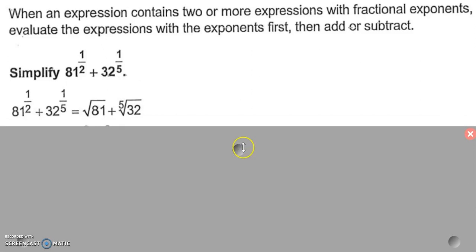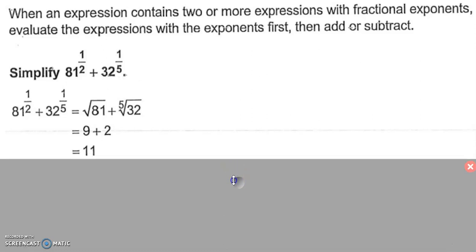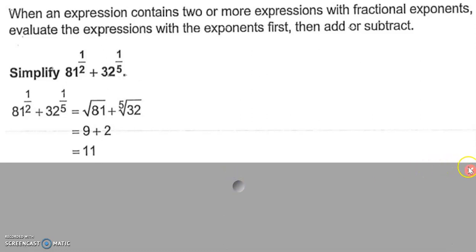So 81 raised to the 1 over 2 power is going to be the same thing as the square root of 81. And then 32 raised to the 1 over 5th power is going to be the same thing as the 5th root of 32. We can calculate that out, and the square root of 81 is 9. The 5th root of 32 is 2, since 2 times 2 times 2 times 2 times 2 gives us 32. And then we can add them together and we get 11.